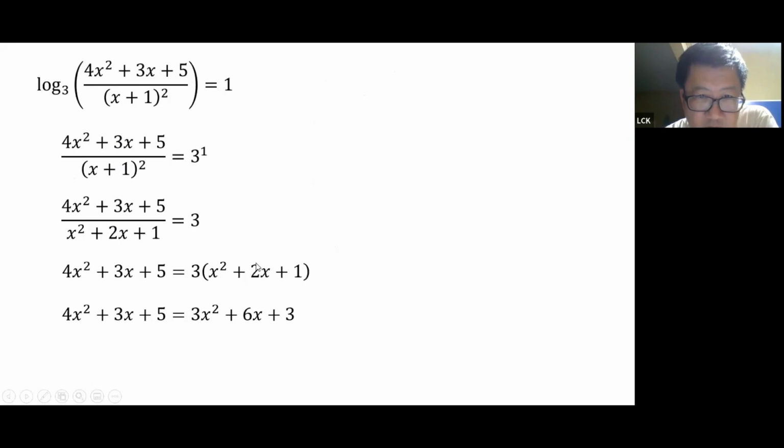3 times x squared is 3x squared. 3 times 2x is 6x. 3 times 1 is 3. All right? Form your quadratic equation. 4 minus 3 is just 1. 3 minus 6 is minus 3. 5 minus 3 is 2.